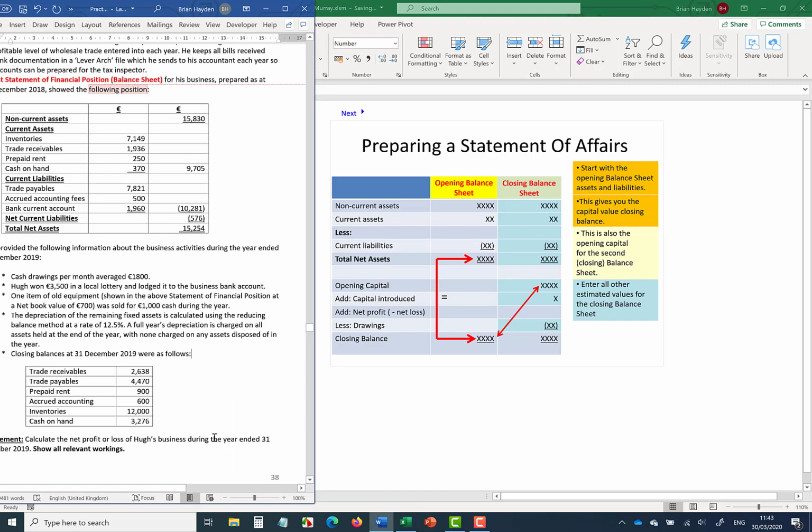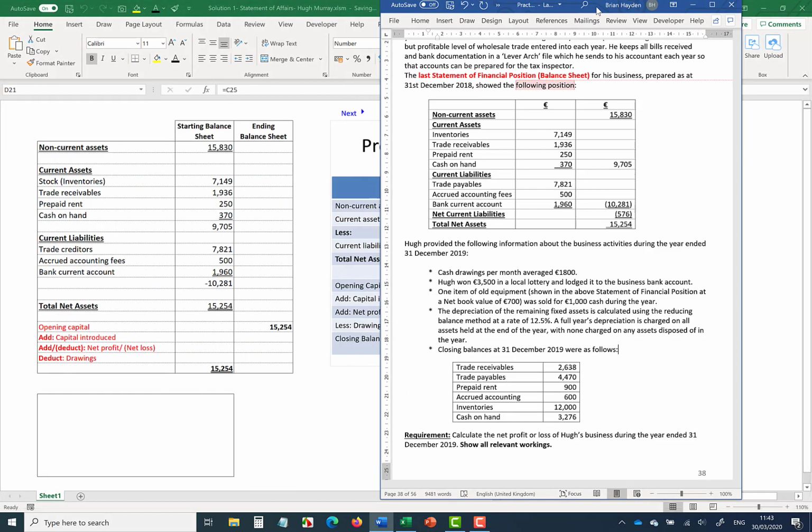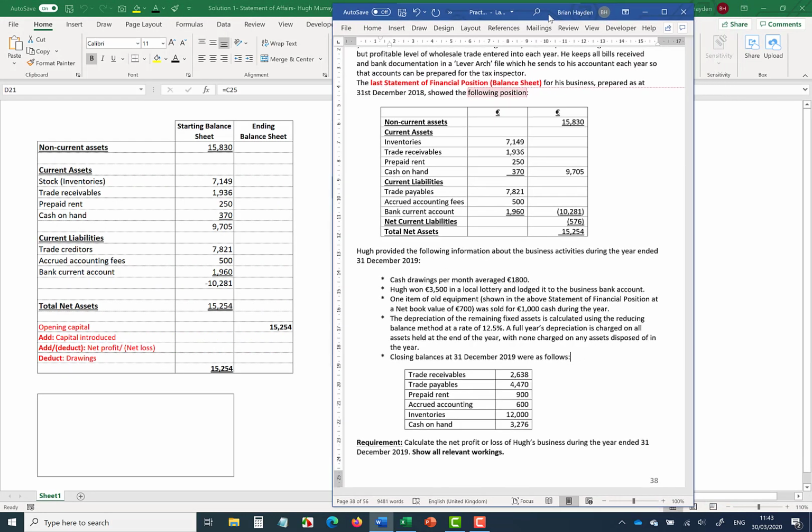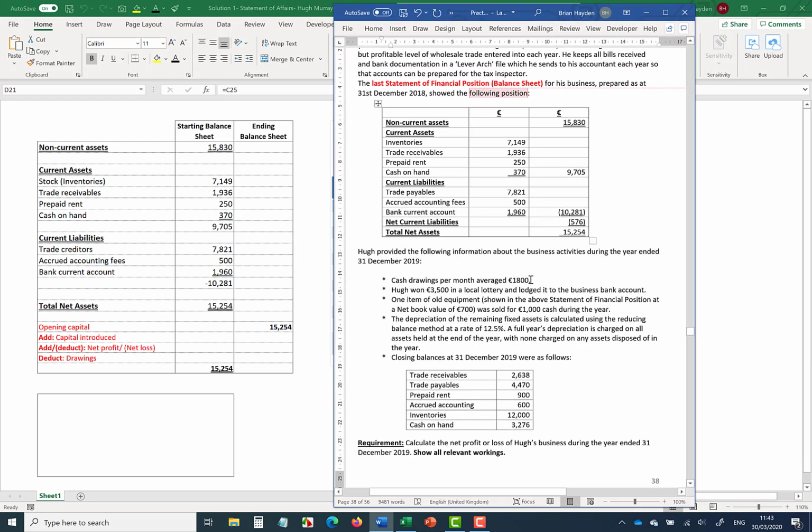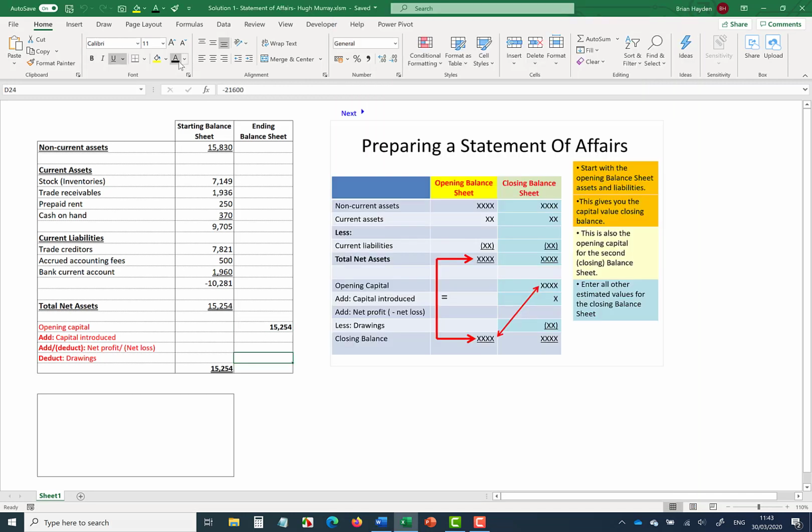Okay, so looking at the question, if I just push this to this side. Cash drawings per month averaged 1,800. Now we're talking about from the end of December 18, so January 2019 to December 2019. So that's 12 months of cash drawings, 12 times 1,800, 21,600. So 1,800 per month by 12 is the drawings.